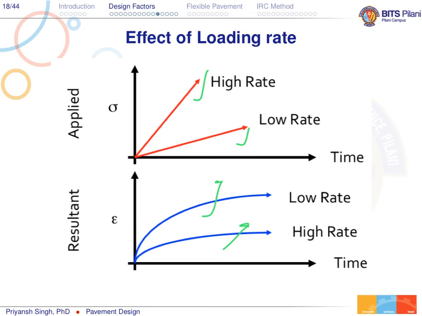So which vehicles are more dangerous for the road, a truck moving at 40 kilometers per hour, or a truck moving at 90 kilometers per hour? It is the truck which is moving at a lower speed. Can you tell me the answer to one more question?